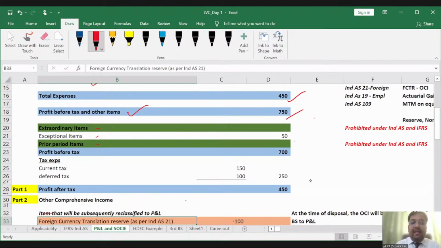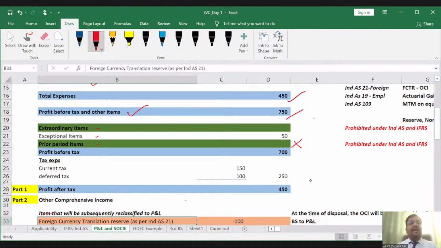So the concept of prior period expenses was there in the old IGAAP, in Division 1 to Schedule 3, but it is not given in Division 2 to Schedule 3. It is not given in Ind AS 1. So the prior period concept is not there. Right? Why? Because of the restatement concept.